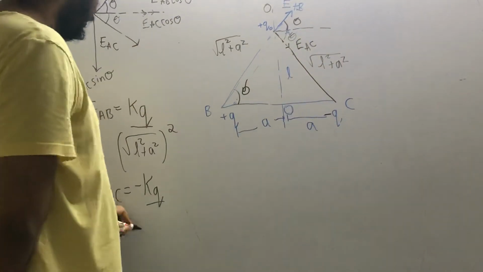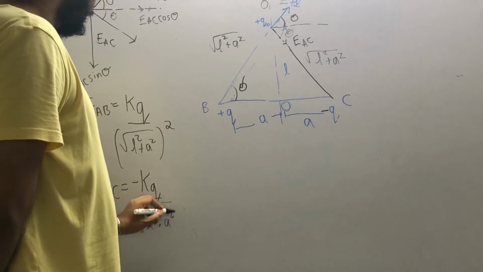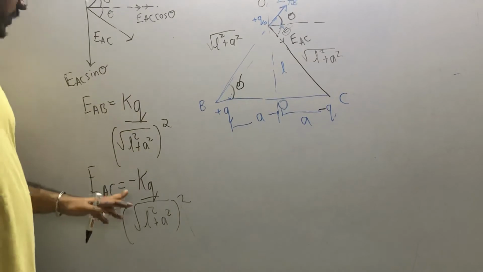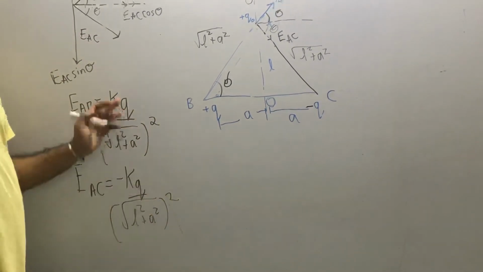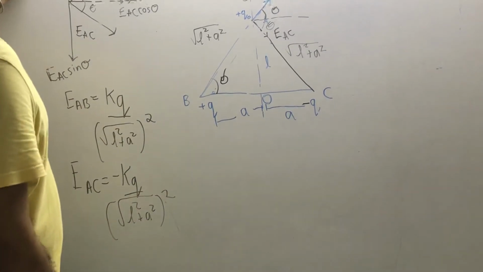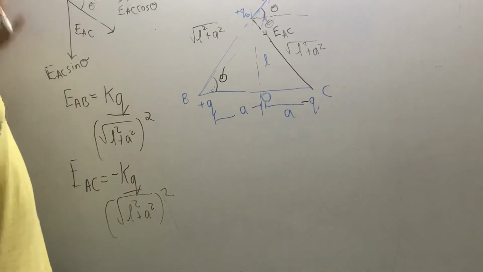So this will also be under root of L square plus A square. Negative sign indicates the direction only. Now you can see here, these two are equal in magnitude. So what will happen is that this E_AB sin theta and E_AC sin theta are both of the same magnitude.